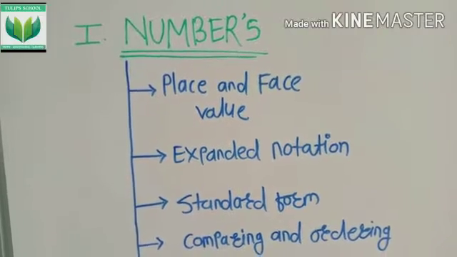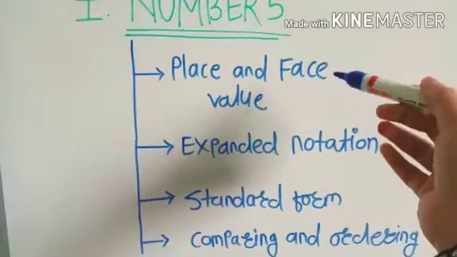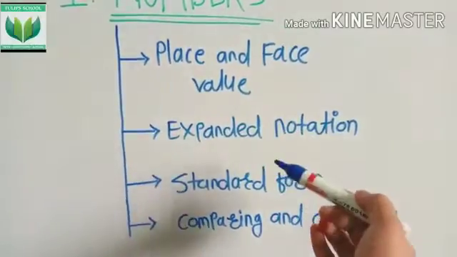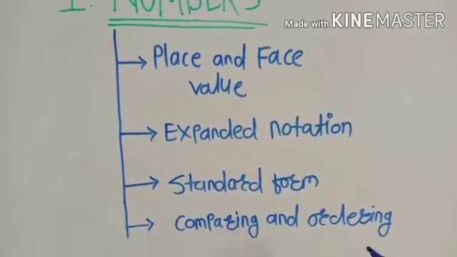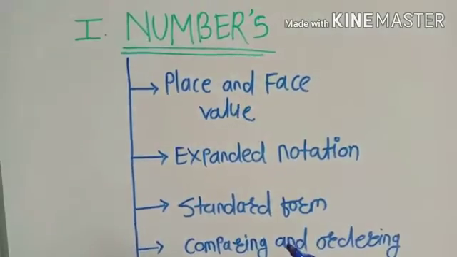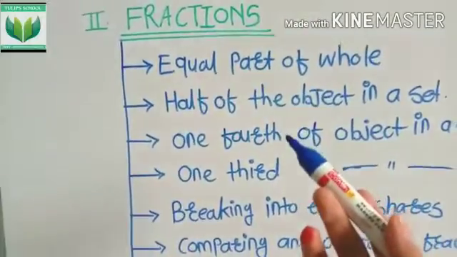In the previous video we learned about numbers, which covered 5-digit numbers. In the 5-digit number lessons we saw place value and face value, expanded notation, standard form, comparing and ordering. In ordering, we learned ascending and descending order in the first lesson of numbers. Okay. Second lesson, fractions. What have we learned?